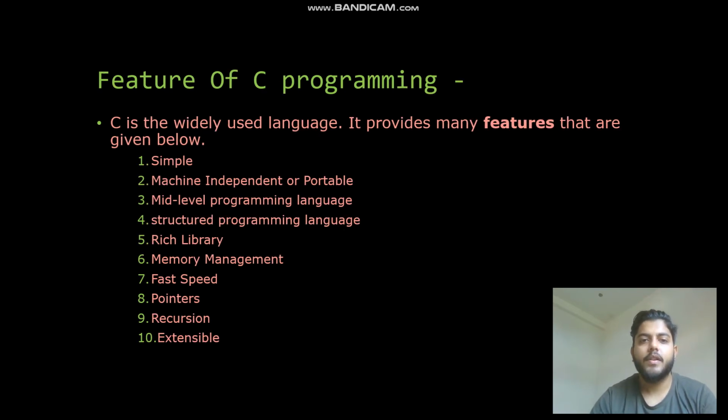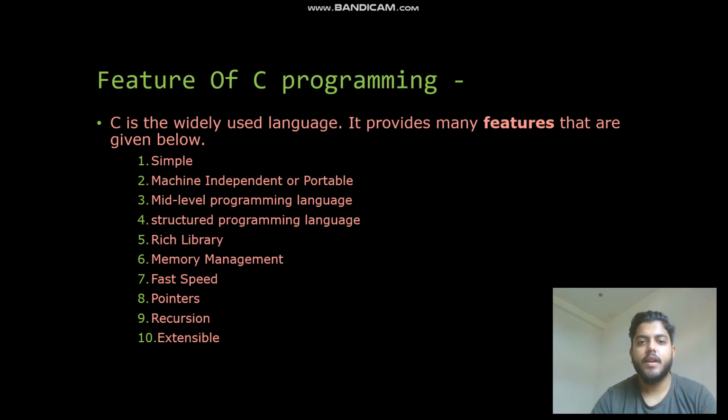Next are the features of C programming. C programming consists of different features, so even in present times we have to study C programming very carefully because it is considered the mother of all languages. So let's go through this. C is a widely used language. It provides many features that are given below. First is simple. Its syntax is simple, not very hard, almost simple but somewhat tricky. So when you use it, you can easily code.